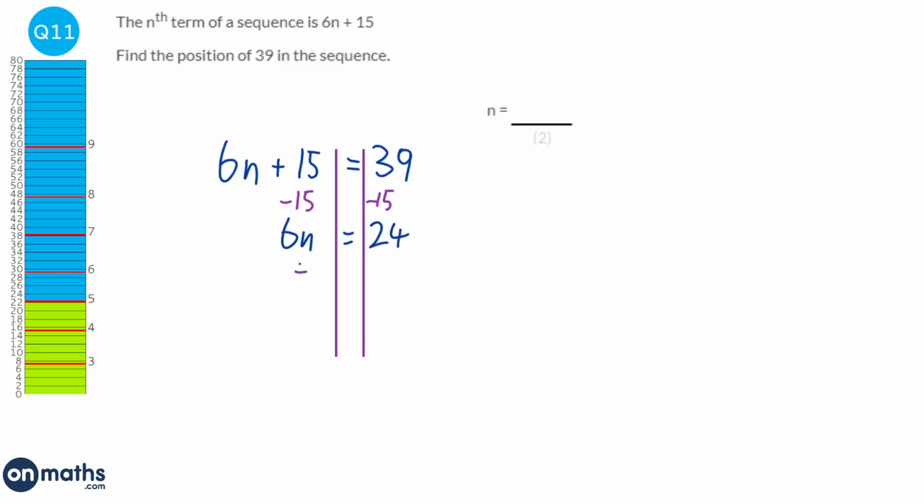Then we're going to divide 6 both sides. And so we get n equals 4. So 39 is the 4th term in the sequence. And you could write it out. You could put n equals 1, n equals 2, n equals 3. Just keep going till you get to 39. Or we can do the method we've just done, which is solving it.